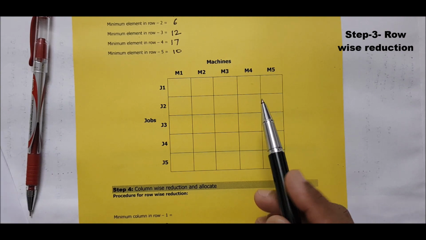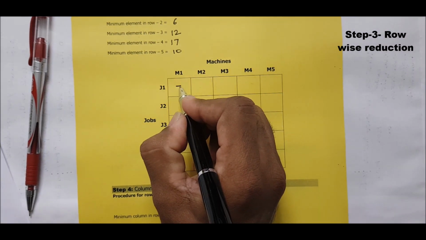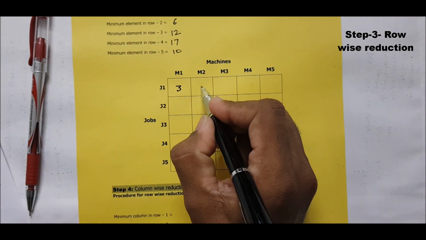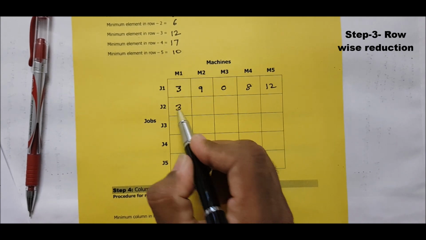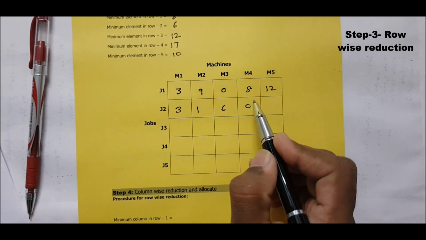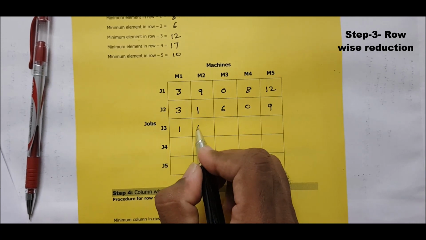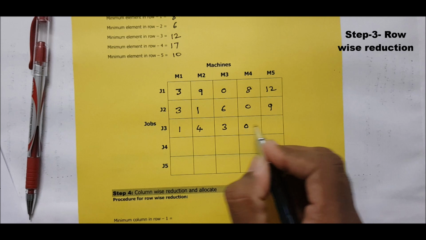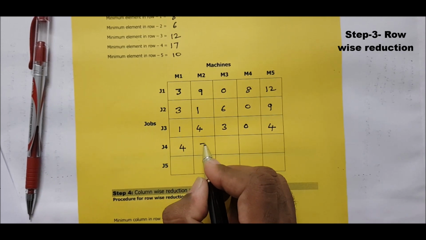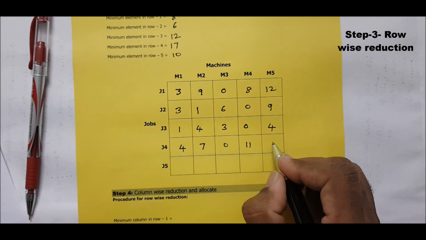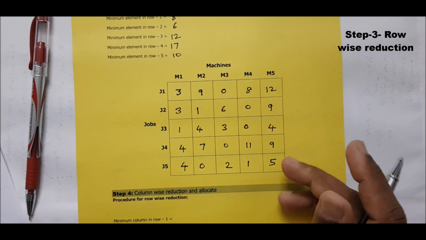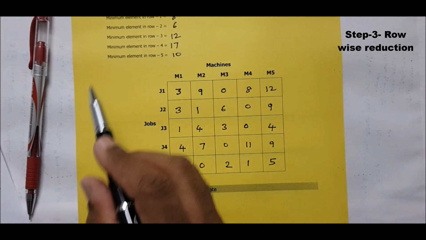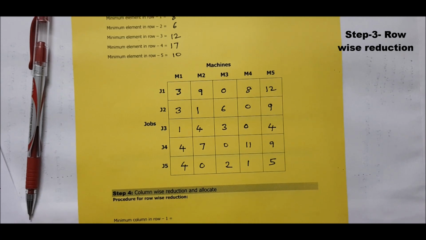That is, this will become 3, 9, 0, 8, 12, 3, 1, 6, 0, 9, 1, 4, 3, 0, 4, and 4, 7, 0, 11, 9, and 4, 0, 2, 1, 5. See, it is so simple. This is what is row wise reduction. Now, once this is over, we can go to step 4.